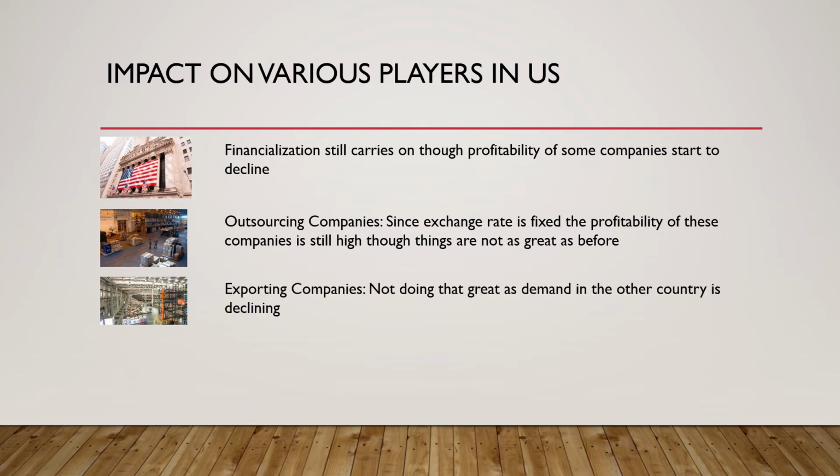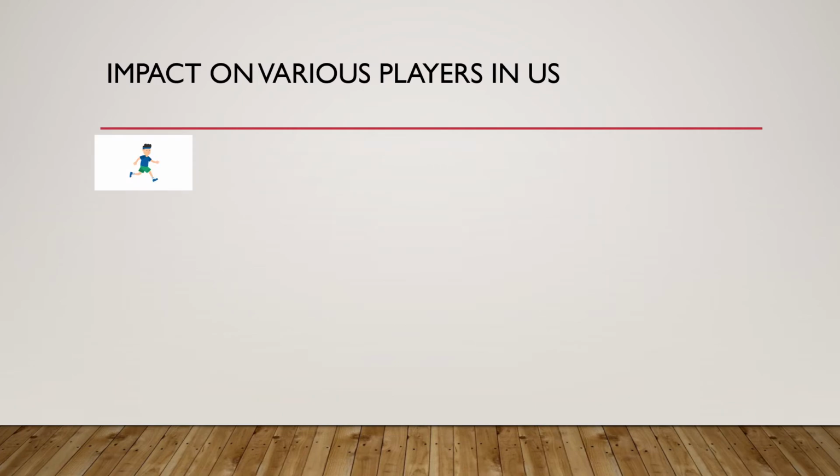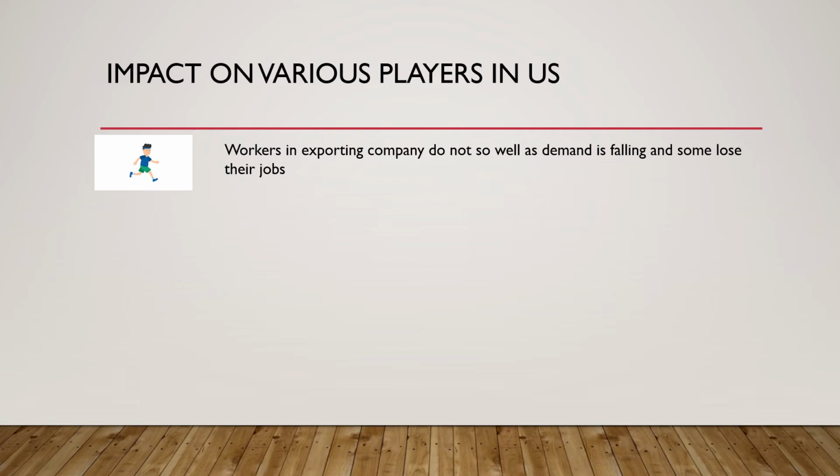Exporting companies in the US, which used to export goods to China, are not doing so great as before. Still okay, but not so great. Reason? There is a decline in the demand for imported goods because of the rise in inflation in China, and the exchange rate is also not favorable for the Chinese people. The workers who are working in the exporting companies in the United States are not doing so well as the demand is not so great anymore, and some also start to lose their jobs.